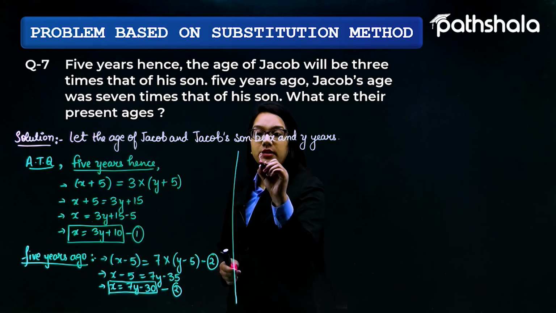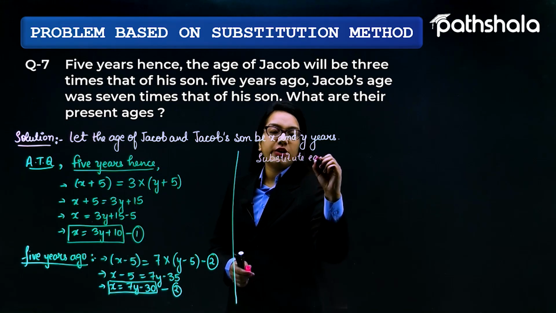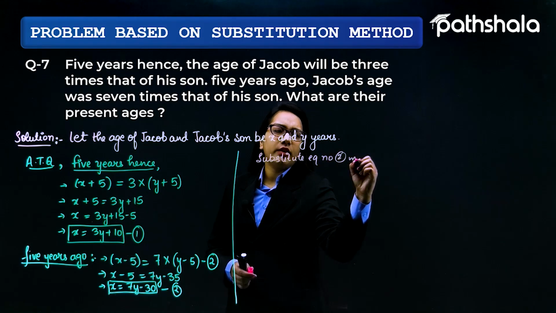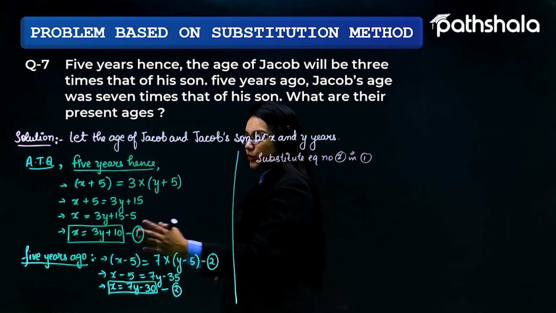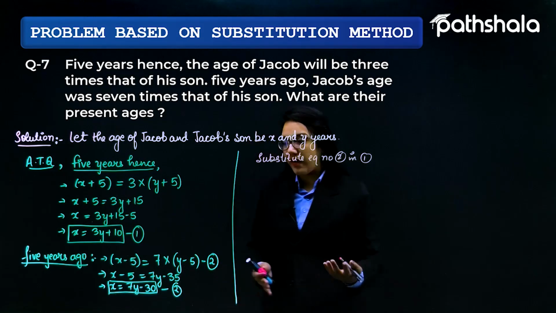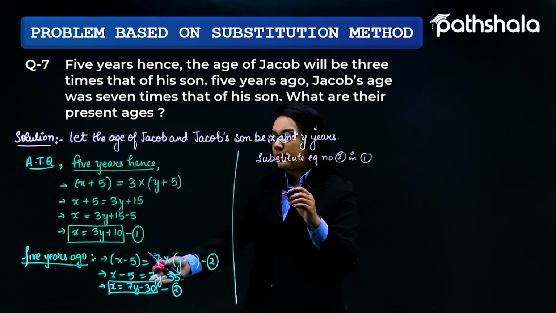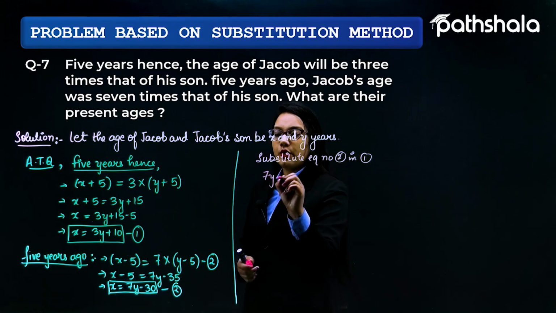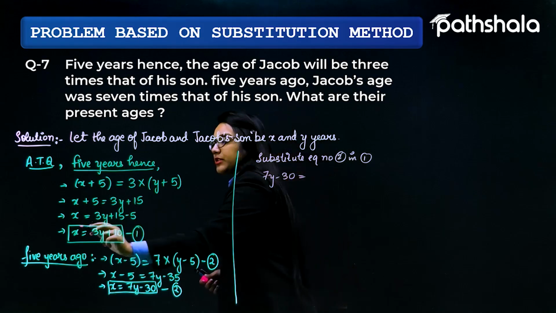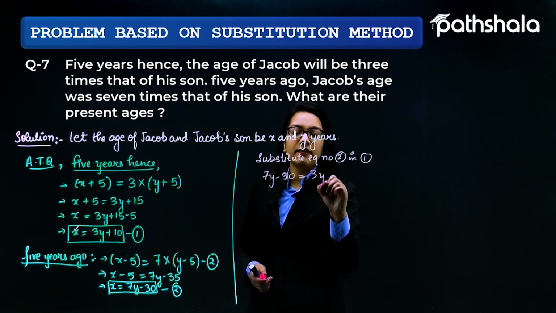So we substitute equation number 2 in 1. You can substitute either equation into the other because both are expressed as x in terms of y. So I am substituting the second in the first. x is 7y minus 30, which is equal to, substituting the value of x, 3y plus 10.